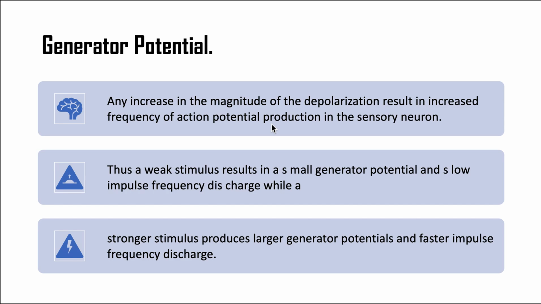The rate of depolarization cannot increase. What increases is the frequency with which action potentials are going to be fired. Therefore, a weak stimulus results in a small generator potential and a slow impulse frequency, but a stronger stimulus will produce a larger generator potential and a faster impulse frequency.